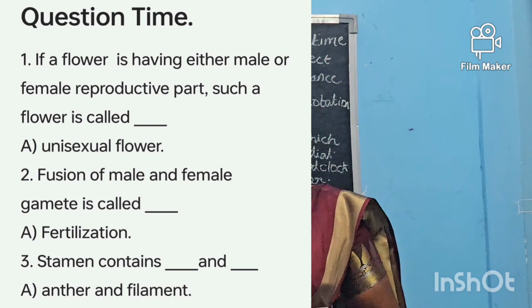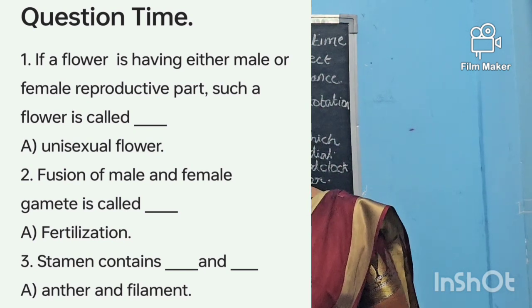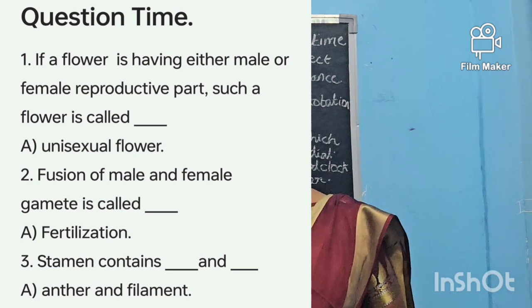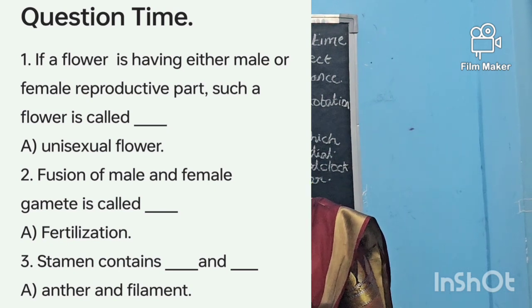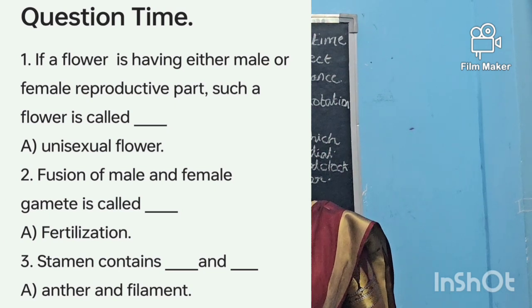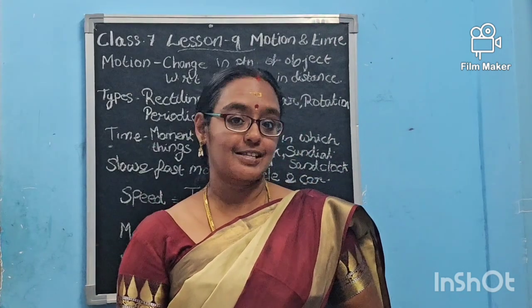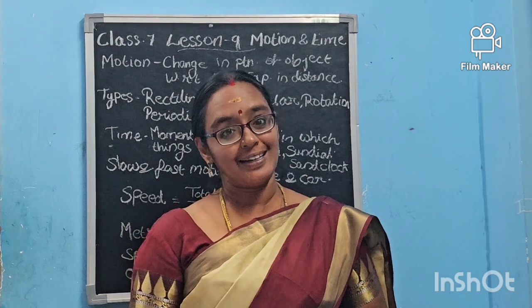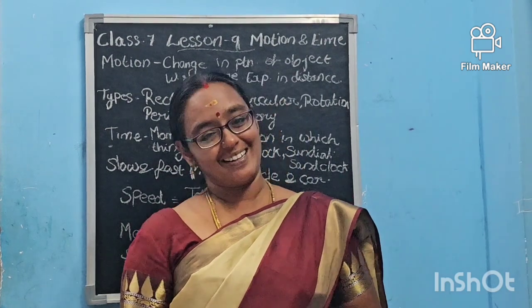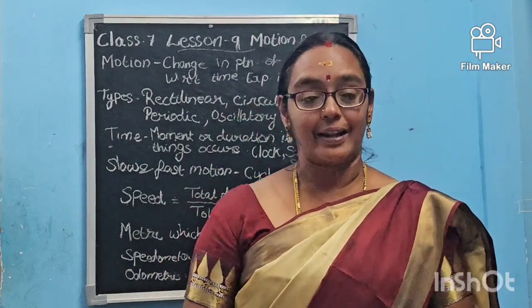Okay. The second one is, fusion of male and female gametes is called dash. It's an easy question, right? Fusion of male and female gametes is called what? It is called fertilization. Stamen contains dash and dash is the third question. Stamen contains anther and filament is the answer. Okay. That part is over.